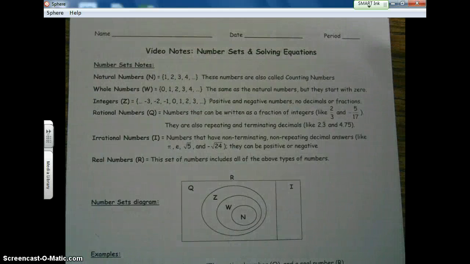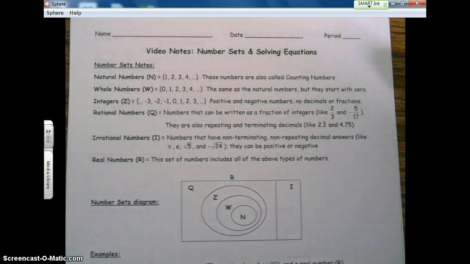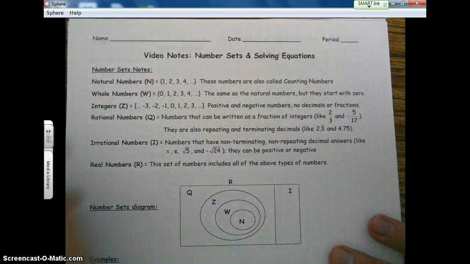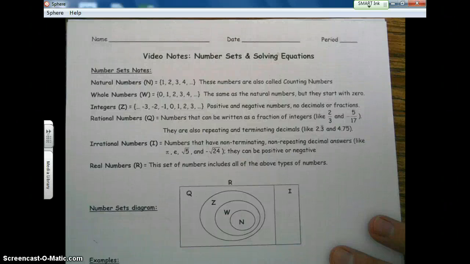Okay, I'm going to make this kind of a quick video. At least I hope it's going to be quick. Basically, we have different types of numbers, okay? And so I want you to be able to look at a number and say, yes, that's a whole number, or an integer, or what have you.